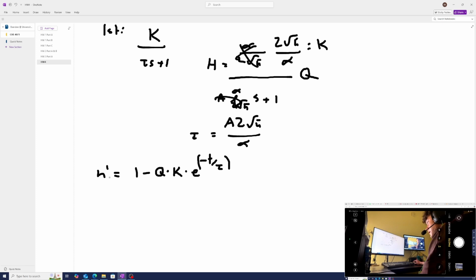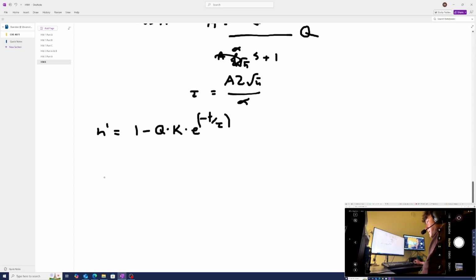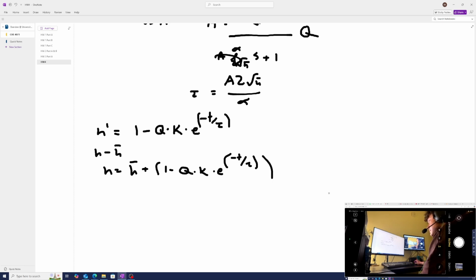And we know our deviation variable is just equal to our h minus h bar. So what we get is our h is equal to our h bar plus (1 minus q) times k times e to the minus time over tau. And that is how we will linearly approximate our changing height. Okay.